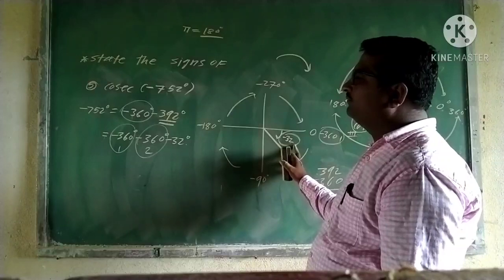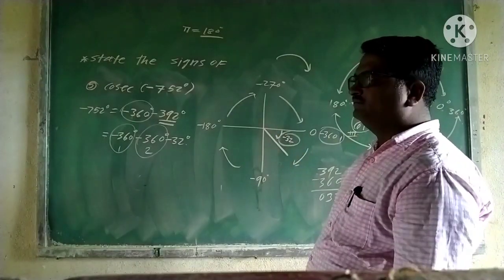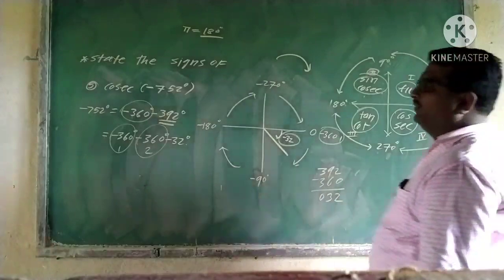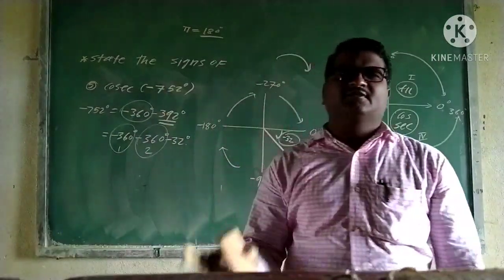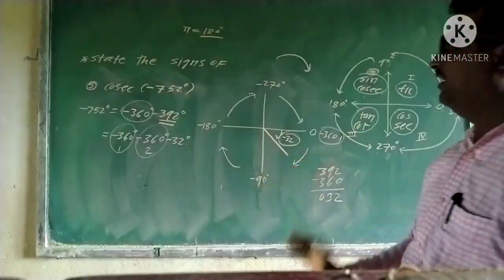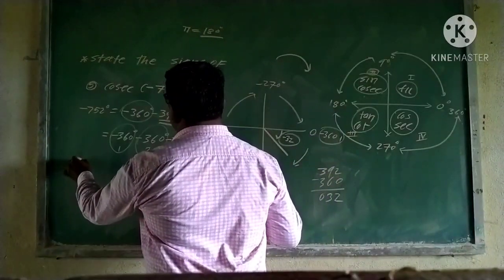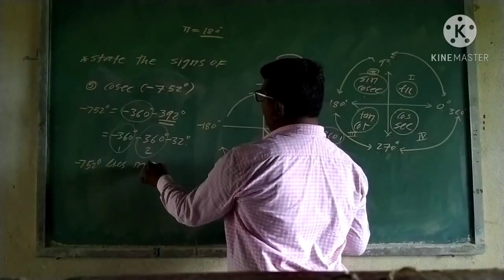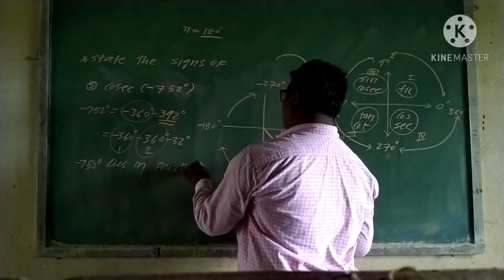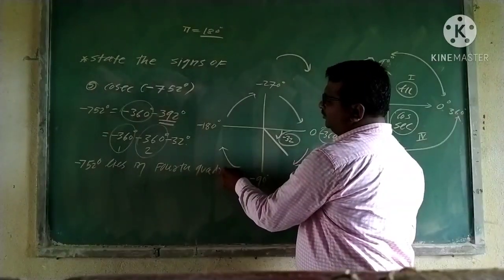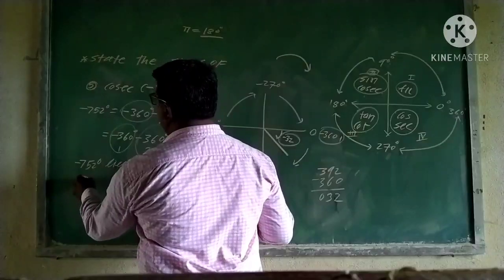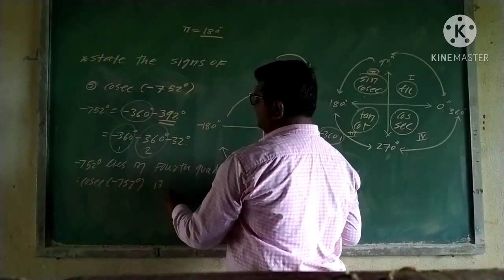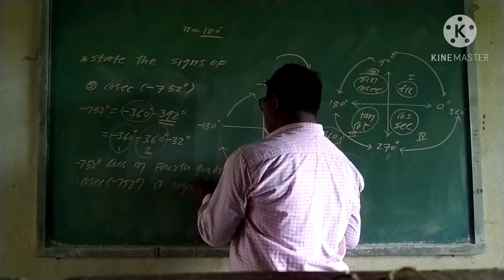So in the fourth quadrant we know that cos theta and sec theta are positive, but the given problem is cosec, so cosec theta has a negative value. That is, minus 752 degree lies in the fourth quadrant, so cosec of minus 752 degree is negative.